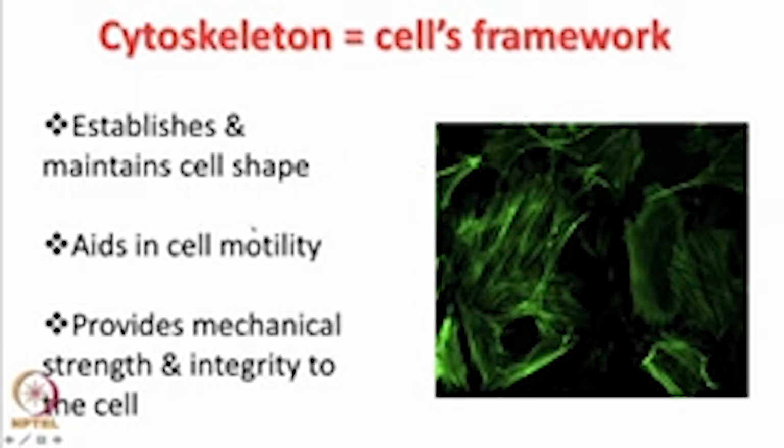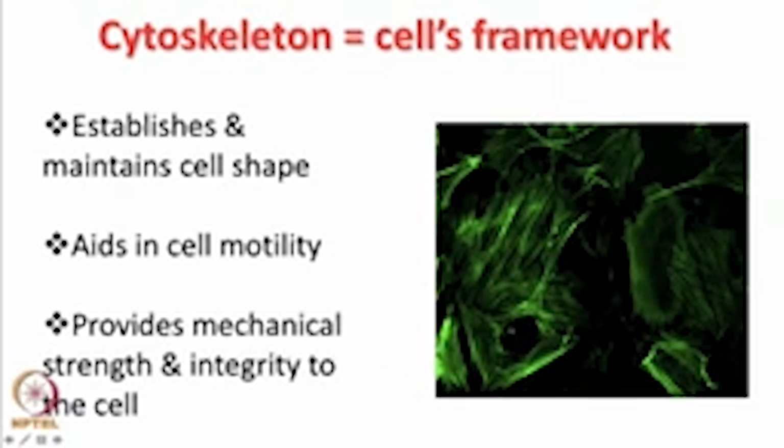The second entity is the cytoskeleton. The cytoskeleton is essentially the cell's framework. This is what makes sure that the cell has a concrete shape and it is not like some silly putty. So, the cytoskeleton establishes and maintains the cell shape. It aids in cell motility. In the case of phagocytosis, the forward motion of the macrophage or the neutrophil is driven by actin based polymerization forces which push against the membrane. It also provides mechanical strength and integrity to the cell, so that it can resist any external force.